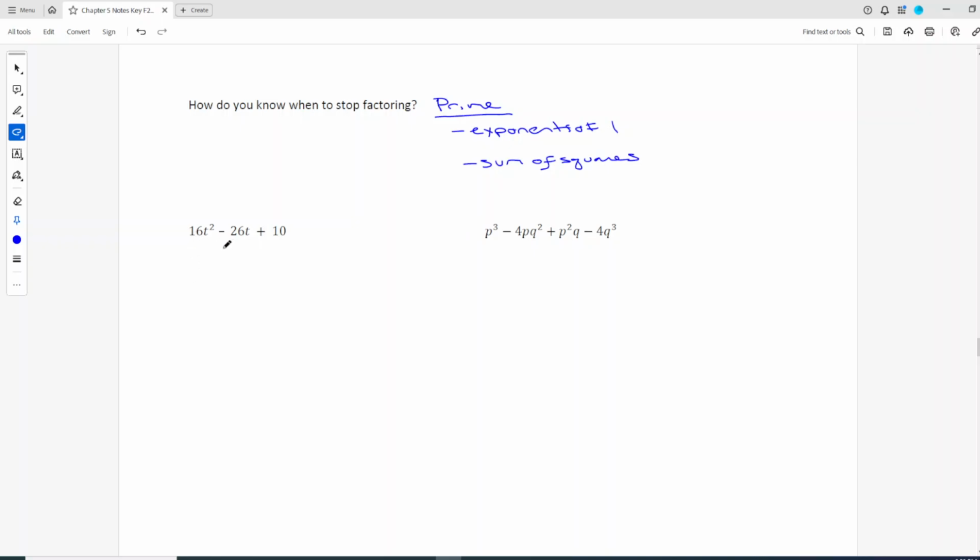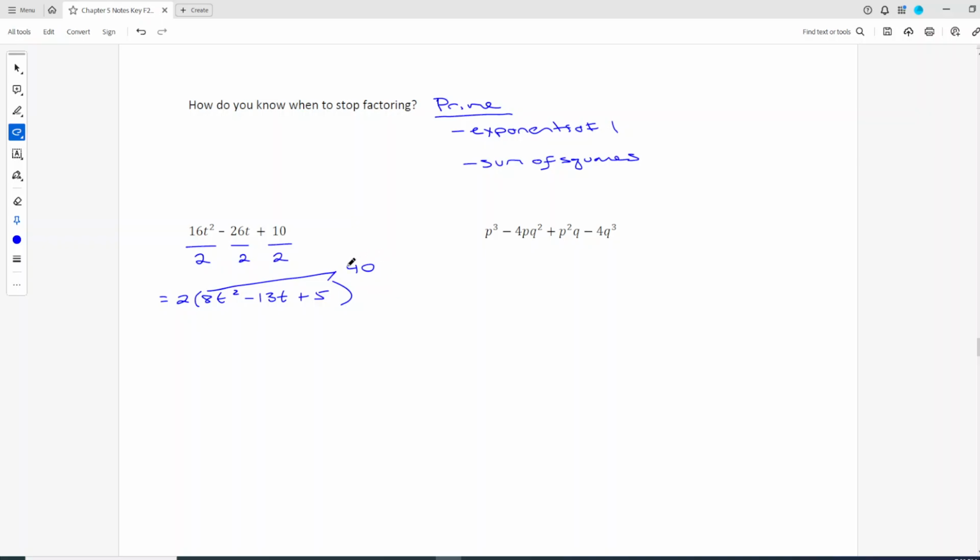So let's look at this first example. When you look at this first example, hopefully you see that you can greatest common factor first. Out of all 3 terms, I can take what? Factors of 16 are 1, 2 goes into them all. That's going to be it. So I'm going to take out a 2. So I'm going to greatest common factor out of 2 to be left with 8t squared minus 13t plus 5. Whew. What am I left with? Well, I'm left with a trinomial. So we have to see if we can factor it. We might not be able to, but we have to try.